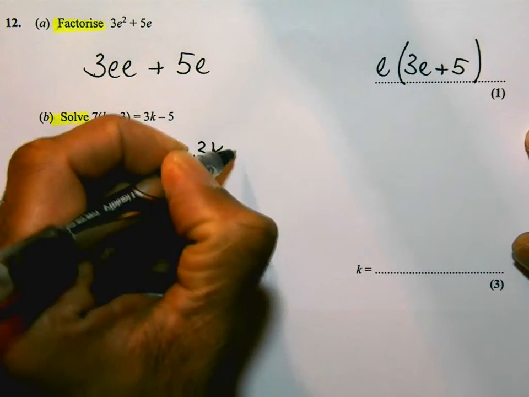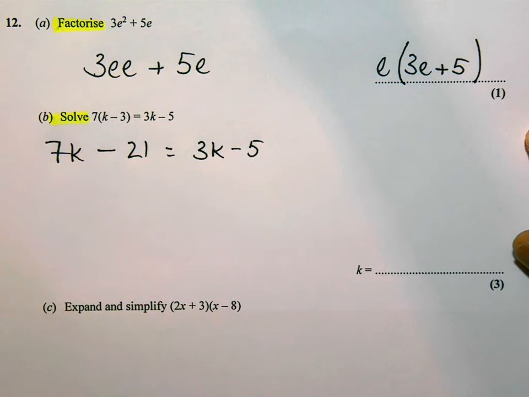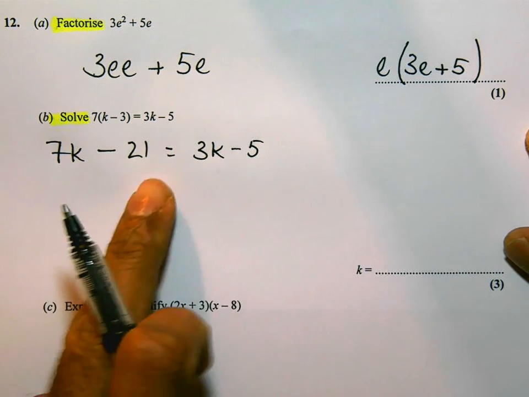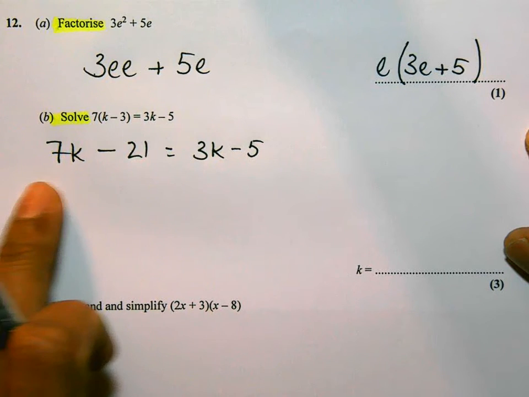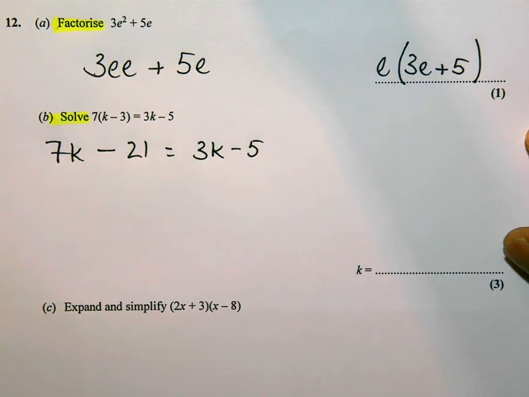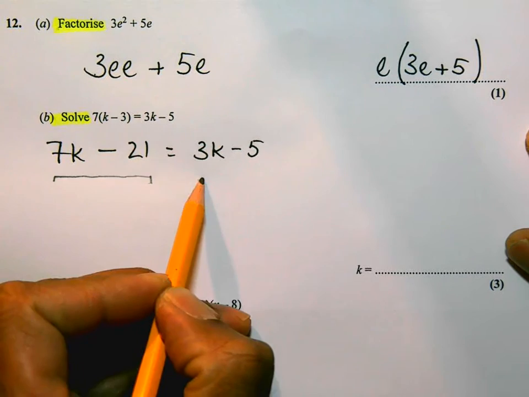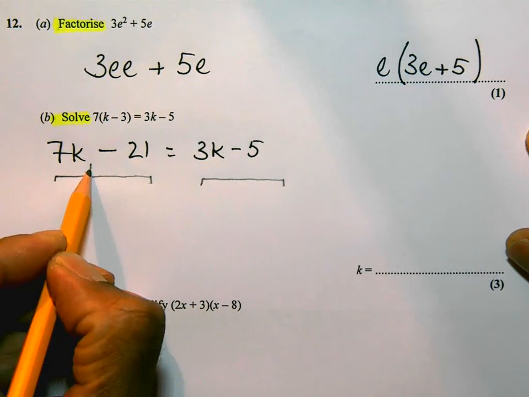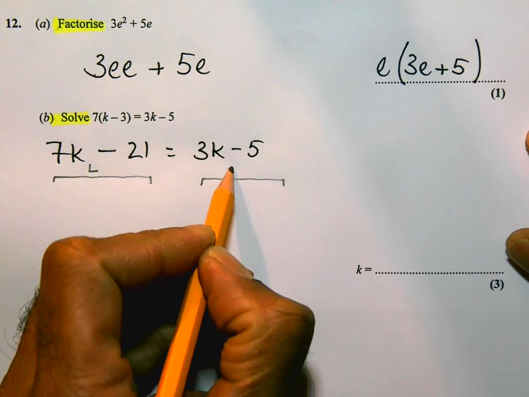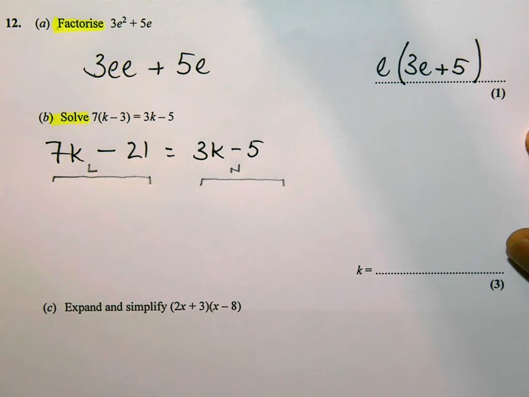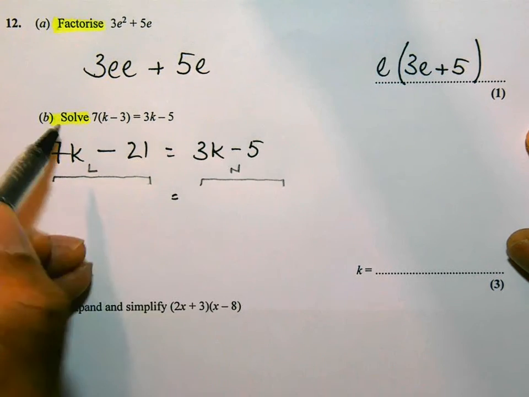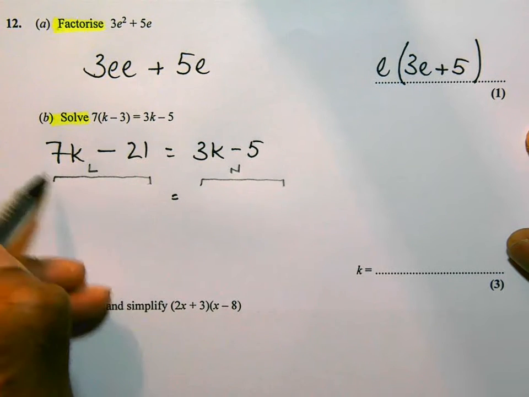If you can't do this, just getting up to this stage here, multiplying out the brackets gets you a mark. So make sure you can at least multiply out the brackets. What I'm going to do next is bring all the letters to one side and all the numbers to the other. So I'm going to bring all the letters over to the left, the numbers over to the right. And how am I going to do that? Well, think about this. What letters are already here on the left-hand side? I have 7 lots of k. I'm going to keep that there.